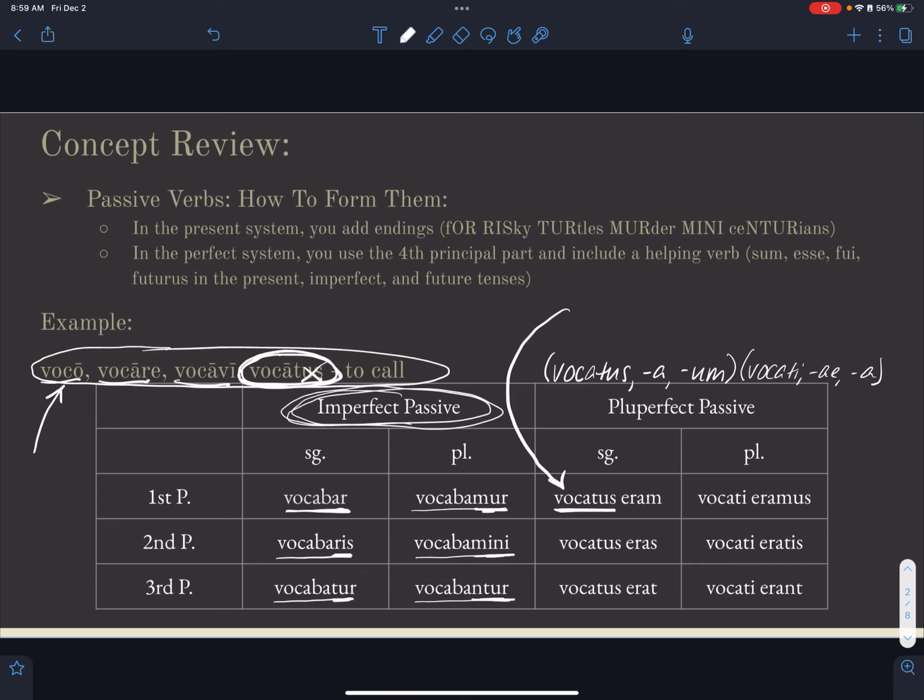Any questions on this concept of the passive voice and how to do it in both verb systems?